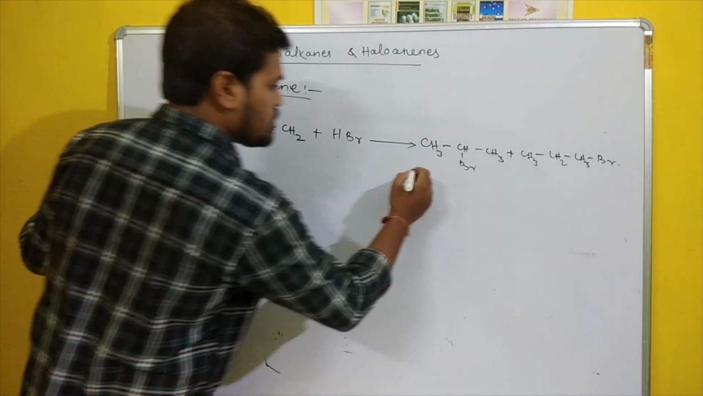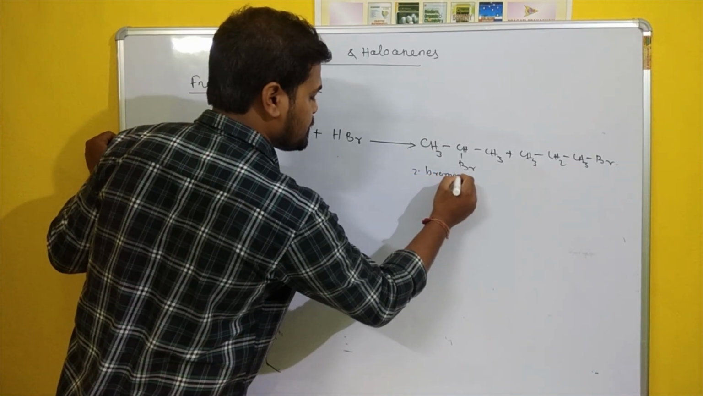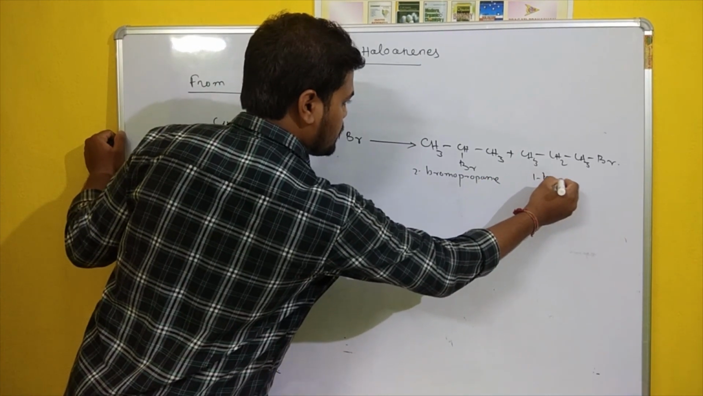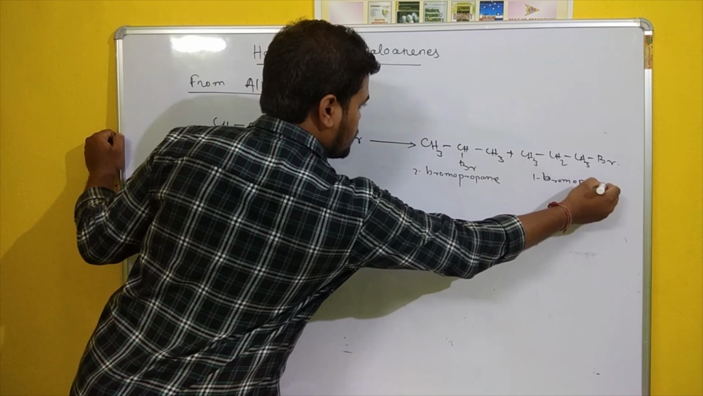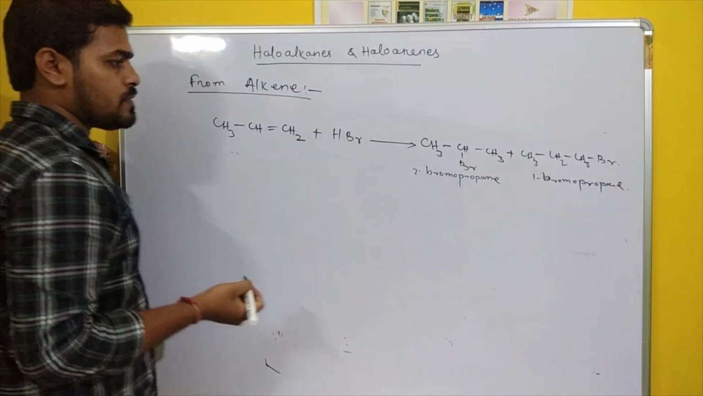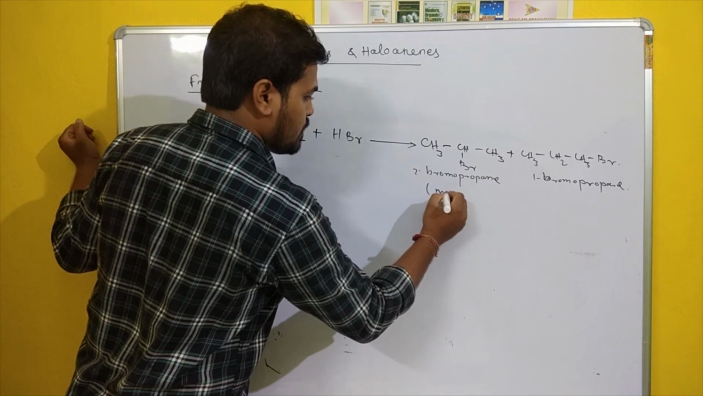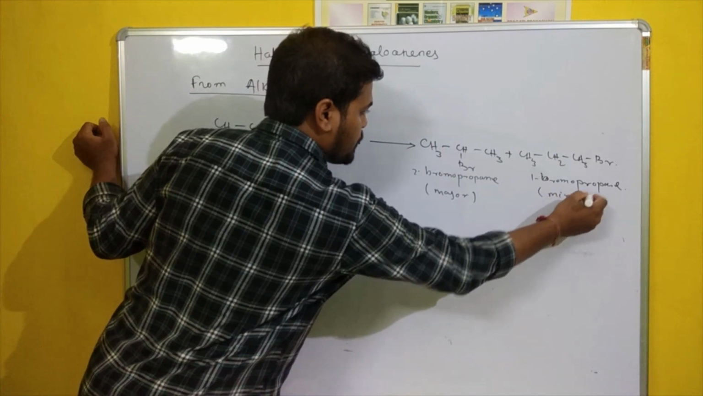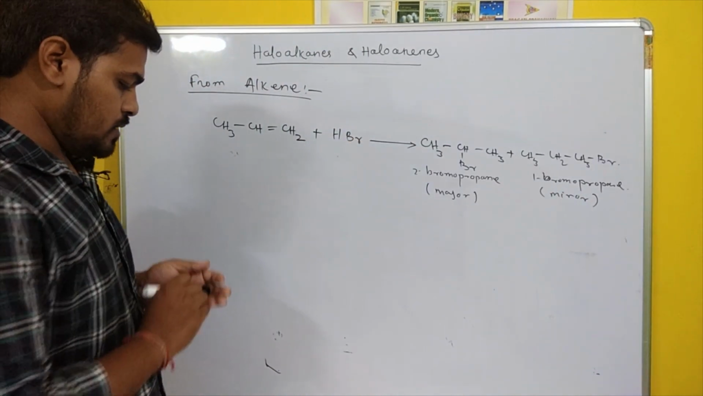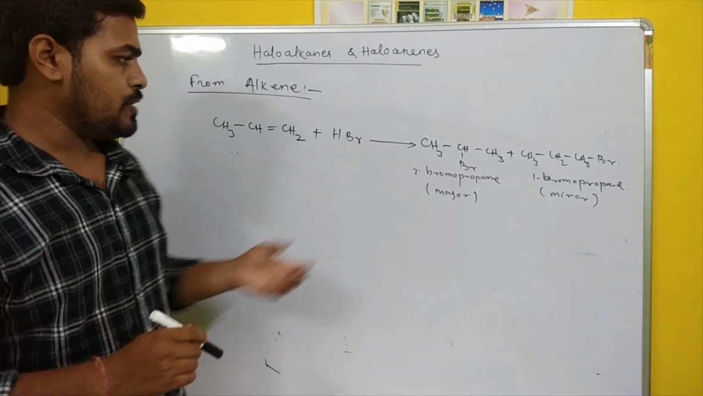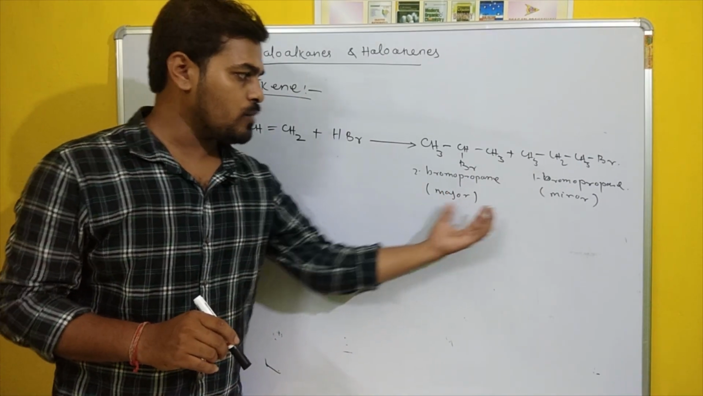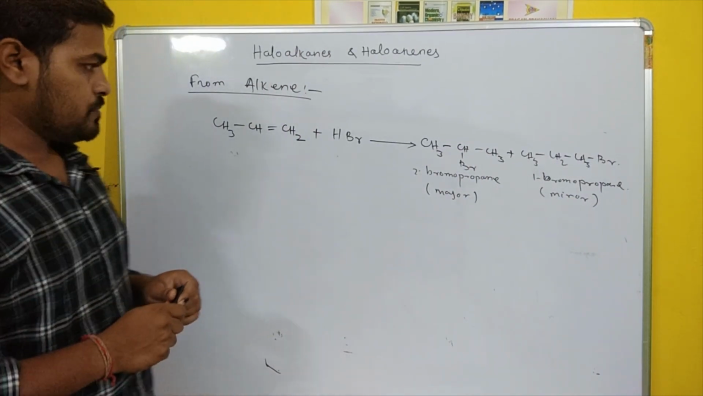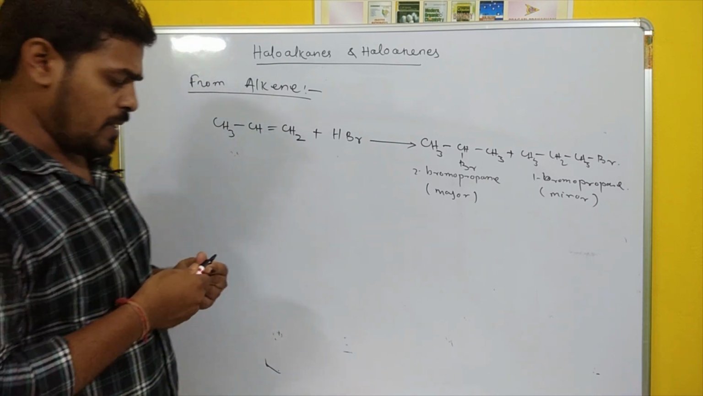In this, one is 2-bromopropane, the other is 1-bromopropane. But 2-bromopropane is the major product, while 1-bromopropane is the minor product. So here the question arises: why is 2-bromopropane the major product and why is 1-bromopropane the minor product? There is a rule called Markovnikov's rule.